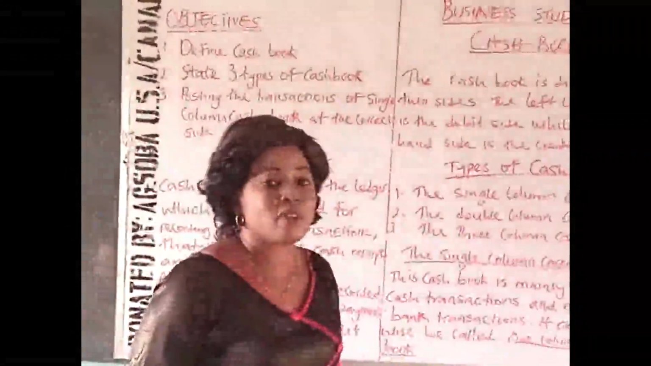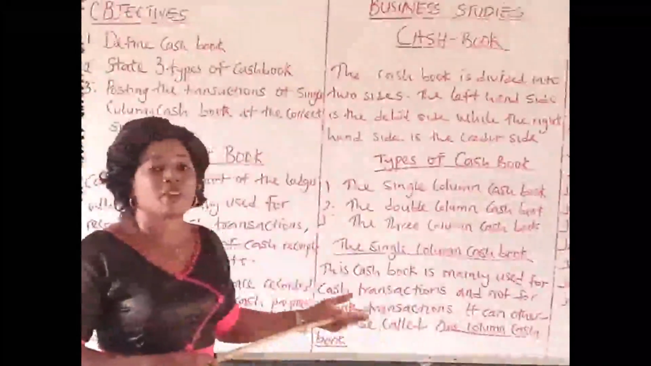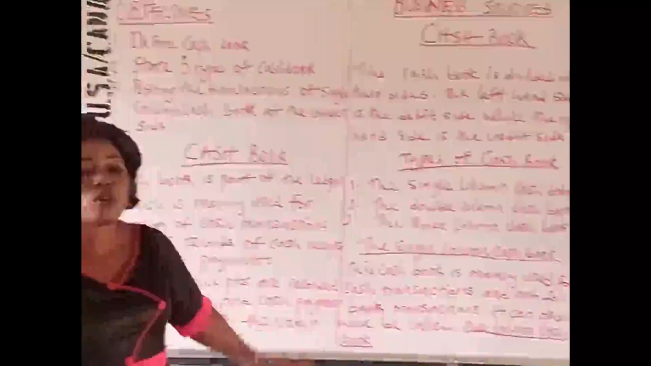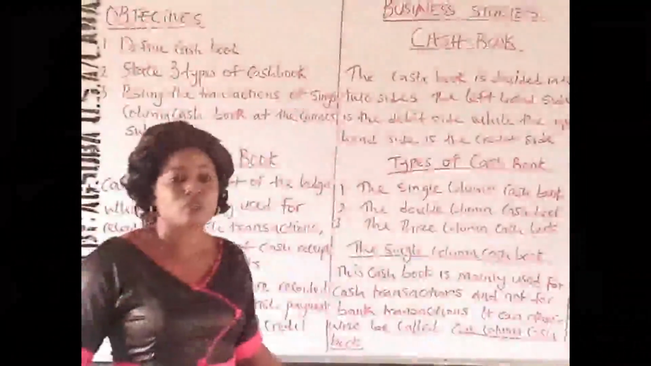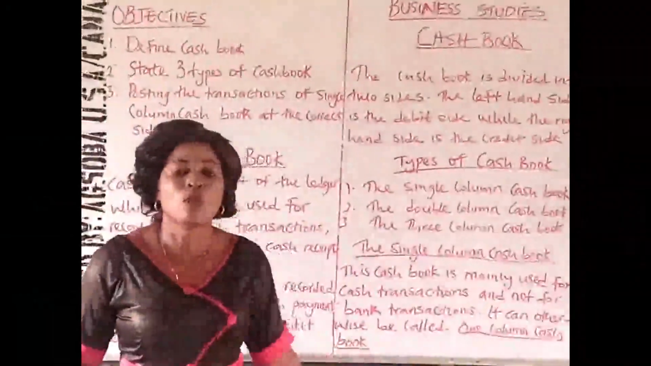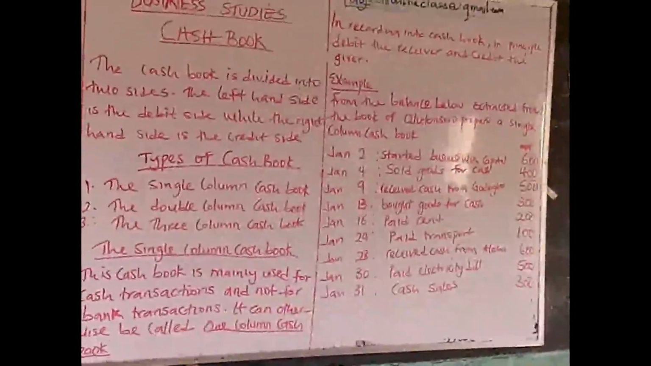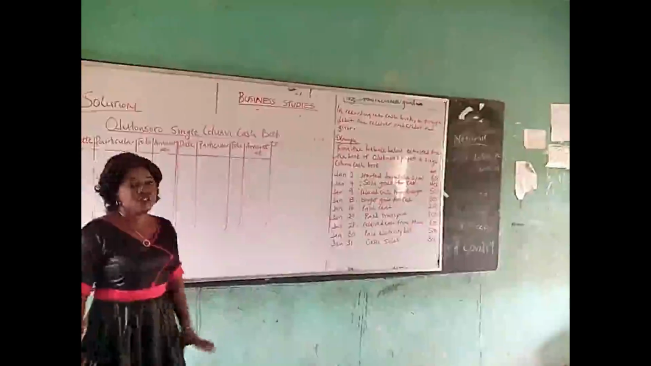Now let's move to the types of cash book. We have three types of cash book: the single column cash book, double column cash book, and three column cash book. Because of our time, we lay our emphasis on the single column cash book for today's lesson. The single column cash book is mainly used to record cash transactions, not bank transactions. It can otherwise be called one column cash book. Then in recording of the cash book, we have the principles. We say that debit the receiver and credit the giver.